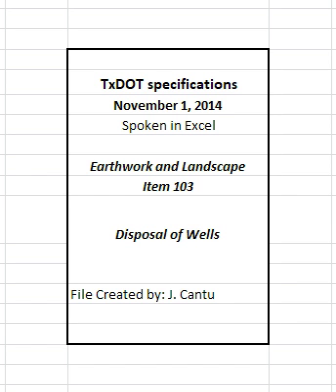Item 103. Disposal of wells. 1. Description. Remove and dispose of contaminated and uncontaminated water, petroleum, or sulfur wells. Remove appurtenances, seal and plug wells, and restore the area. Prepare and file required documents with applicable agencies.